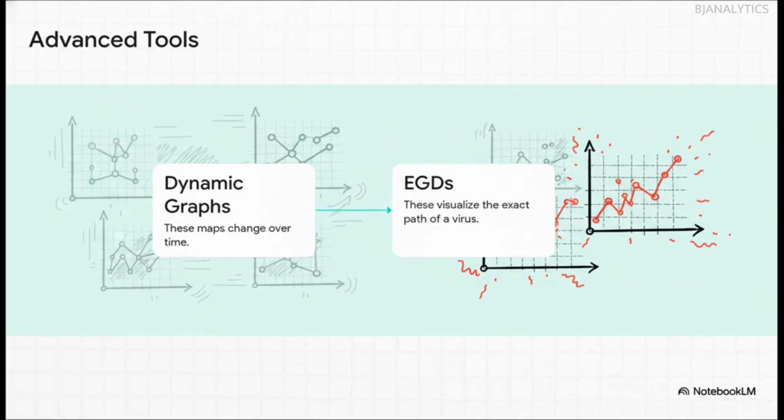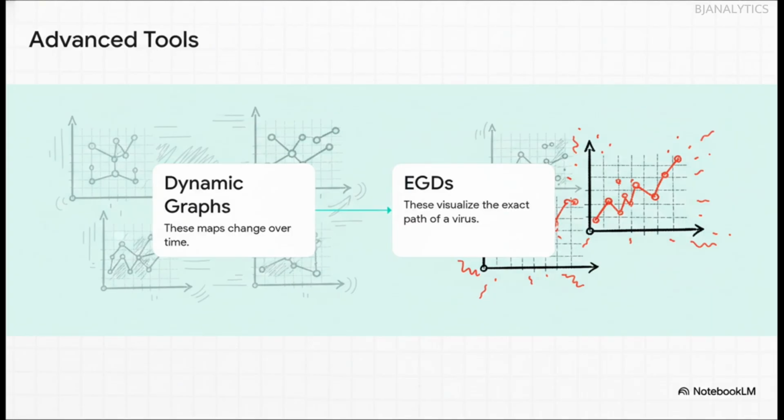And of course, the tools just keep getting better. We have things like dynamic graphs now. These are maps that aren't just static pictures. They're alive. They change in real time as people move around. So imagine a map that updates itself after a big concert, showing you where the new risk pathways are. And then you have something called epidemic graph diagrams, or EGDs. These things are basically like a detective story for a virus, tracing the exact step-by-step path it probably took from one person to the next.